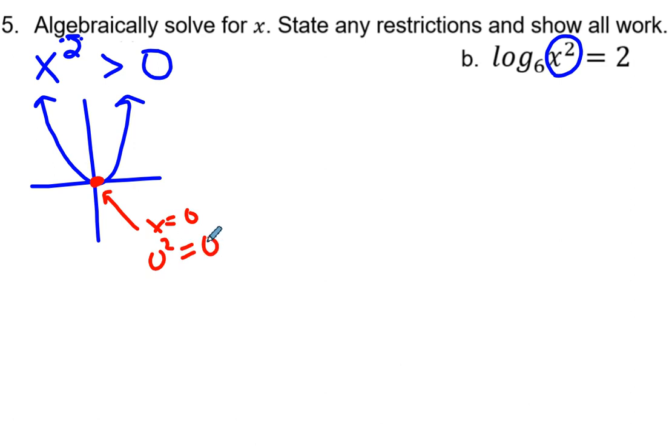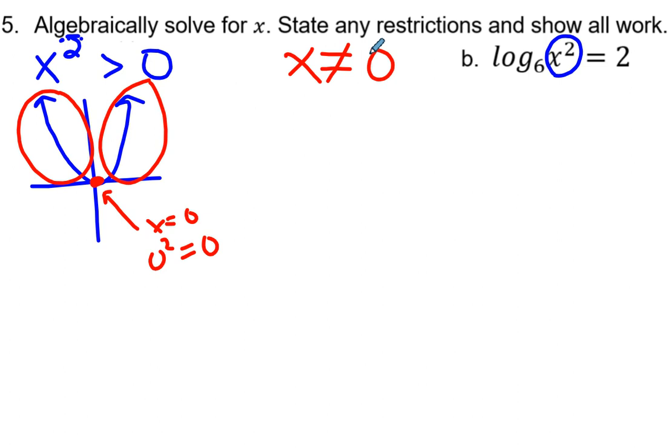So my restriction is x can be anything here positive, it can be anything here negative because I'm squaring it, so it all becomes positive, but it can't be 0. So my restriction is that x can't be 0. Okay, now that I've done that, I am going to switch to exponential form, and I do that using the circle of logs. So it's all about the base.